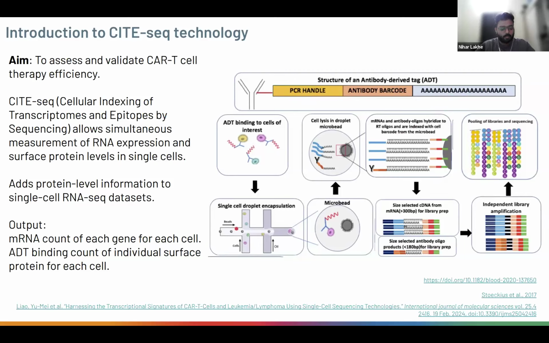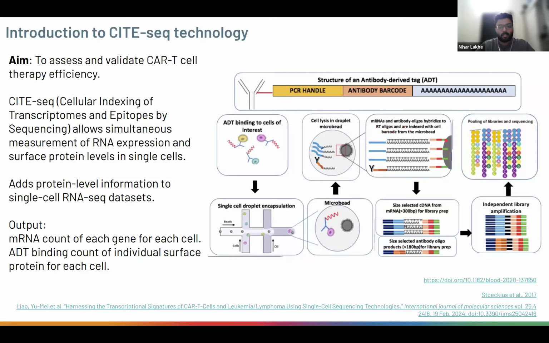In the next step, the ADT labeled cells are encapsulated within a droplet as a single cell with DNA barcoded microbeads. Within a droplet, the cells are then lysed to release both ADTs as well as the mRNAs. These released mRNAs and ADTs can then hybridize to RT oligos.